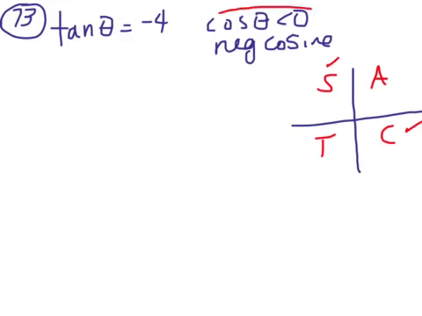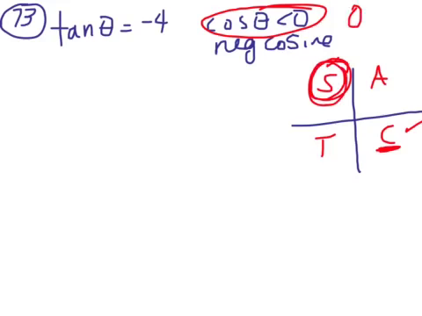But they give me another piece of information. They say the cosine is negative. Well, down here in quadrant 4, the cosine's positive. That's why the C is there. It's to remind us that the cosine's positive. So it must be over here in quadrant 2. My angle that I'm looking for is in quadrant 2.